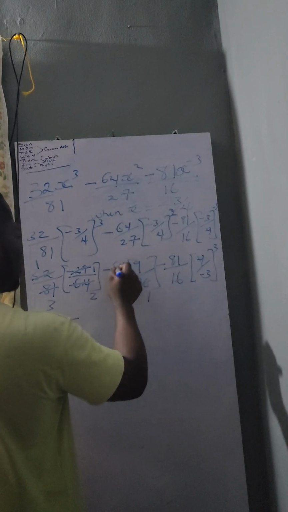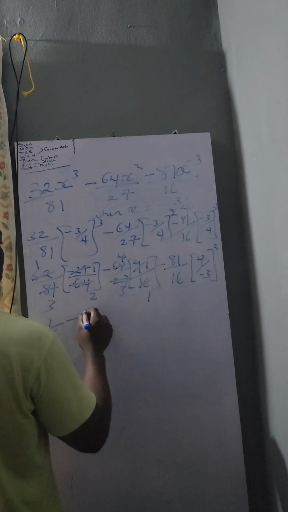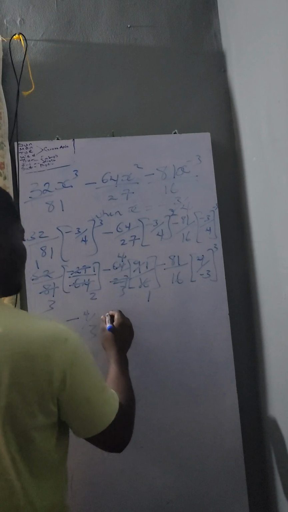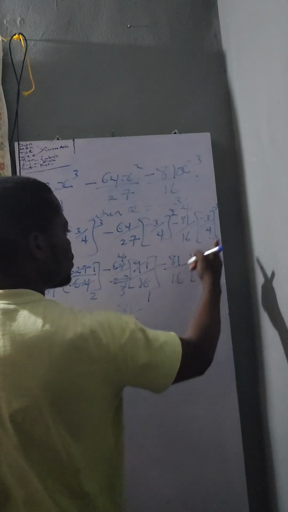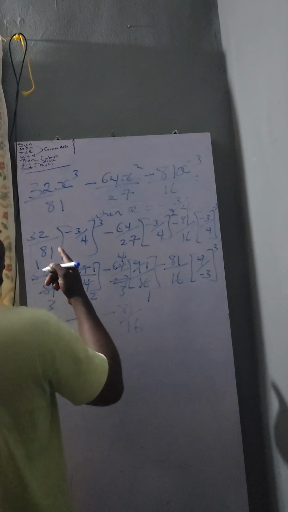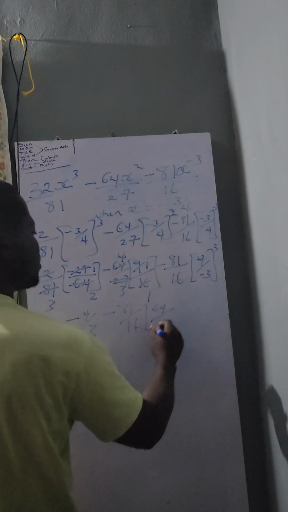16 here 1, 16 here 4. 9 here 1, 9 here 3. Minus 4 over 3. Then minus 81 over 16. Then everything raised to power 4 raised to power 3 is what? 4 raised to power 3 is 64. Over minus 3 raised to power 3 is what?